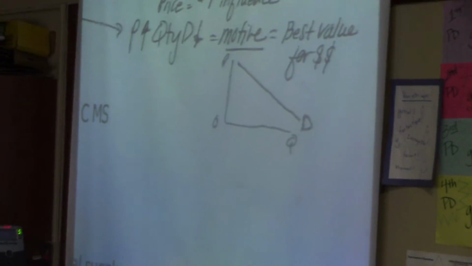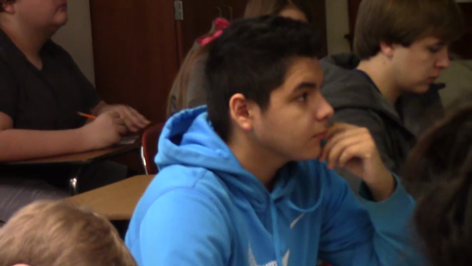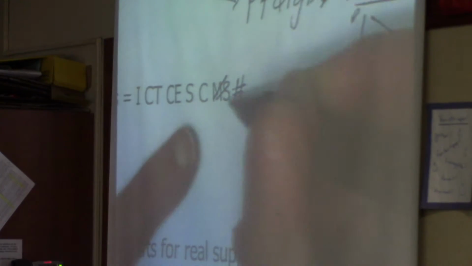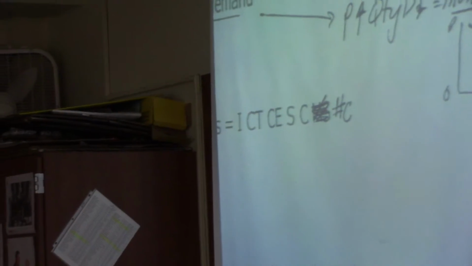Let's talk about the 6 shifters that can affect all demand. Remember the shifters that we've been working on? If you take a look here, we've got a list of the abbreviations: I, C, T, C, E, S, C, and MS. Instead of MS, I want you to change that one to the number sign and C, because that's more of how I switched it up this time. I think you guys are getting it a little bit better. So what is I? Do you remember? You as a consumer. Oh, good job.